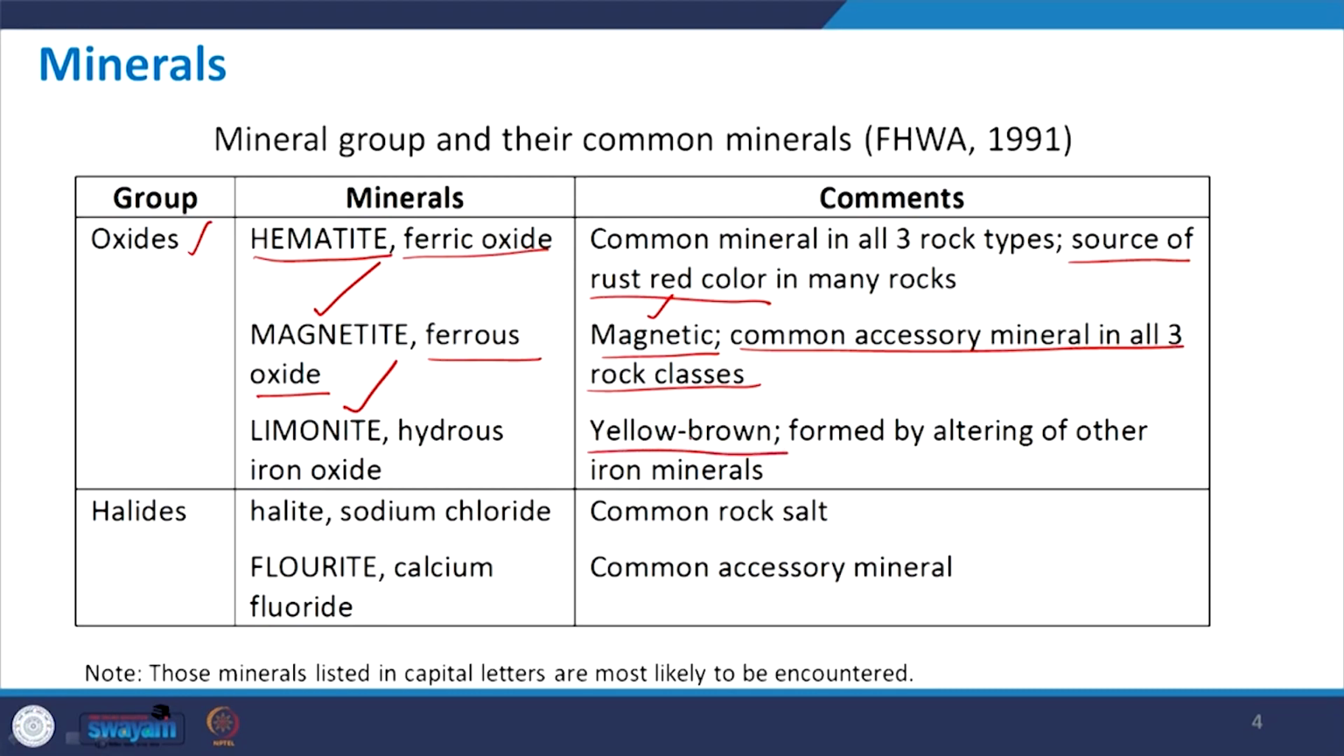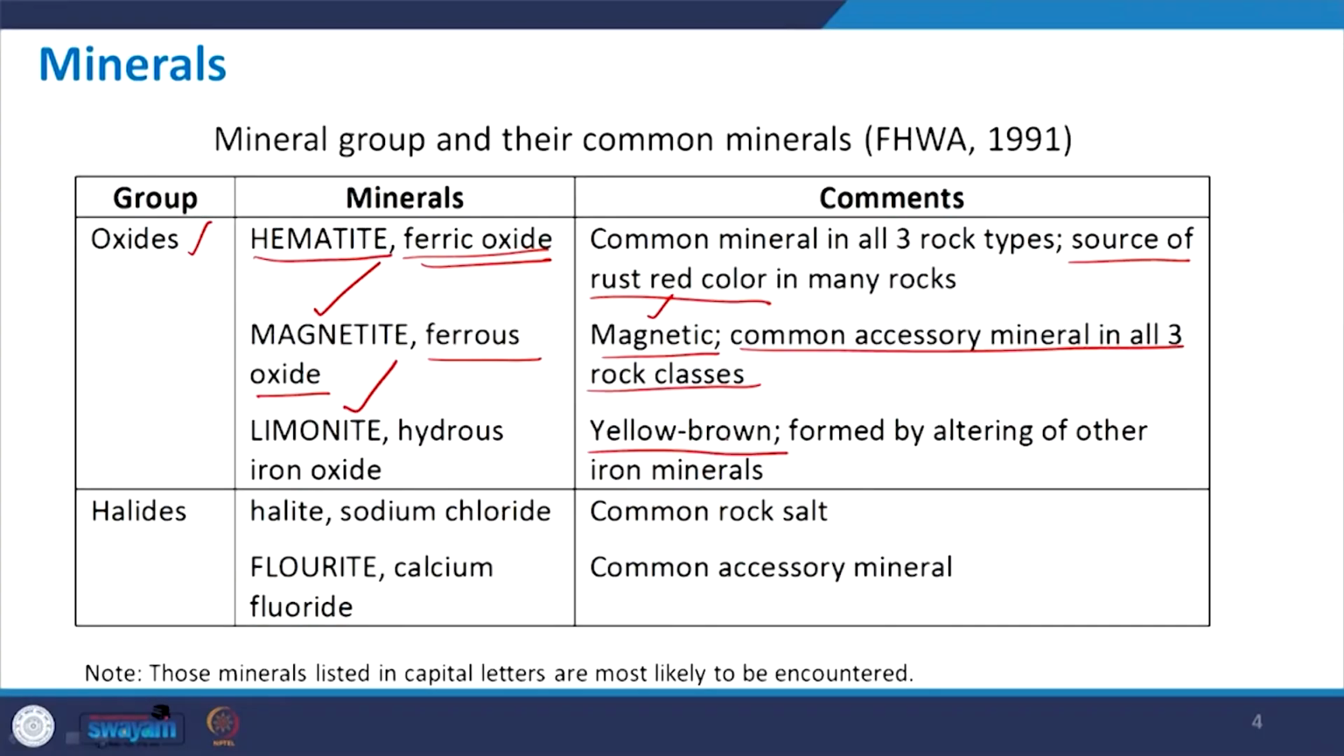How will you differentiate between these minerals which fall in the same group? One criterion can be the color. If it is rust red, it is hematite or ferric oxide. If it is yellow brown, then it is hydrous iron oxide or limonite. These are formed by altering other iron minerals.